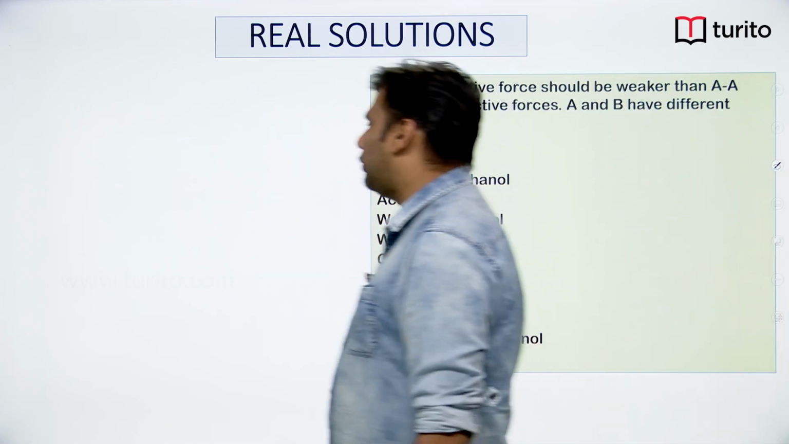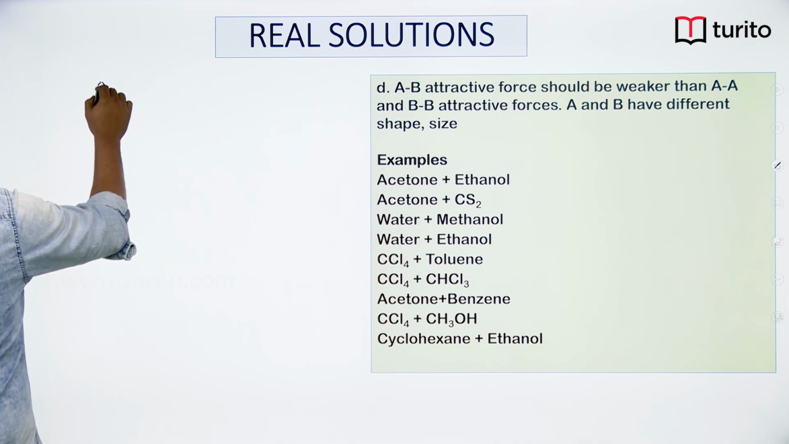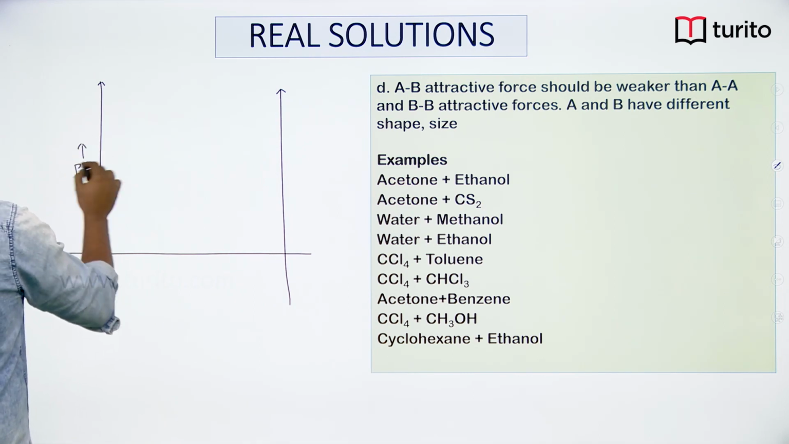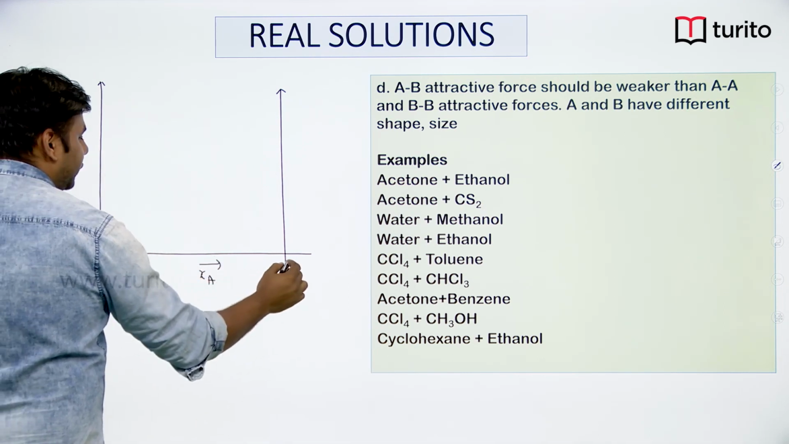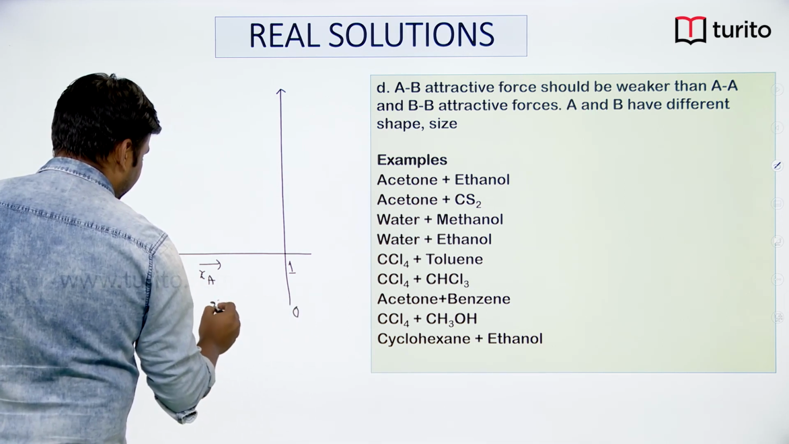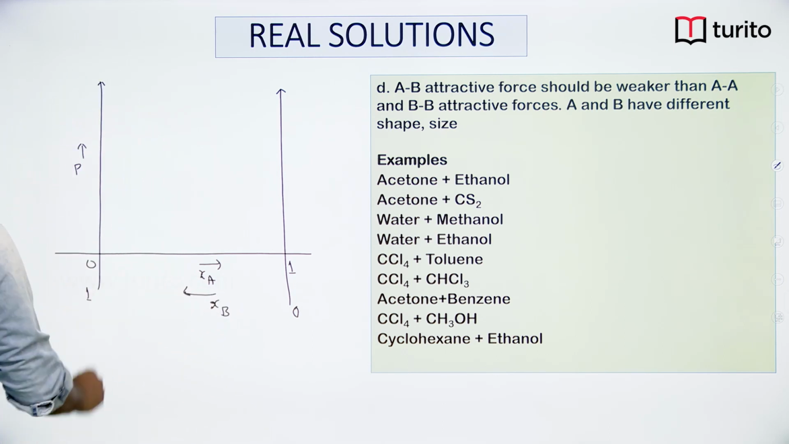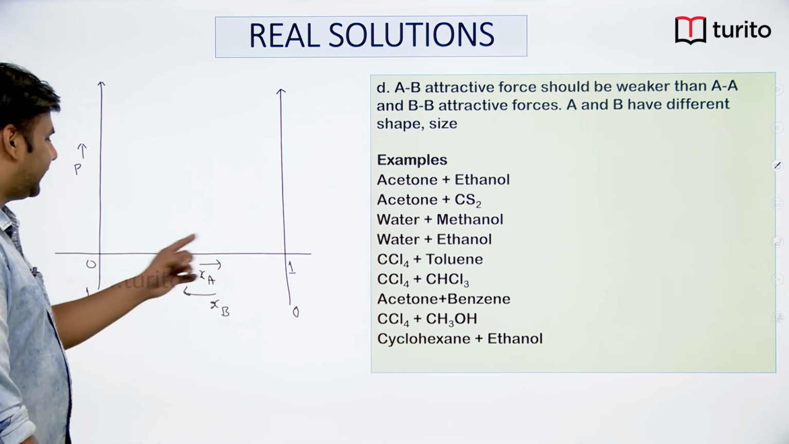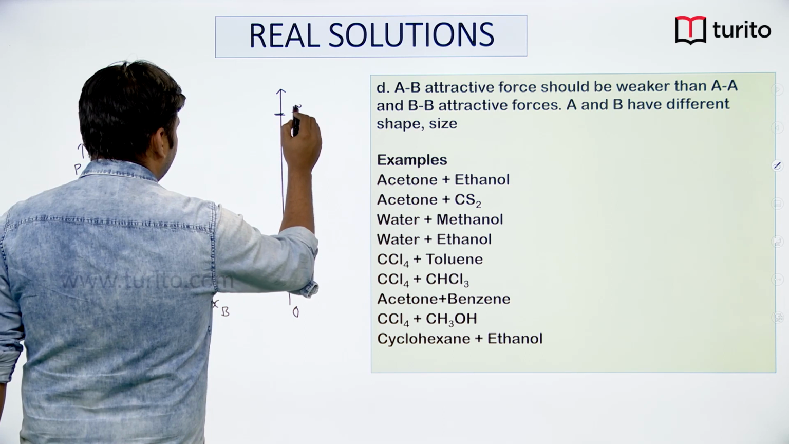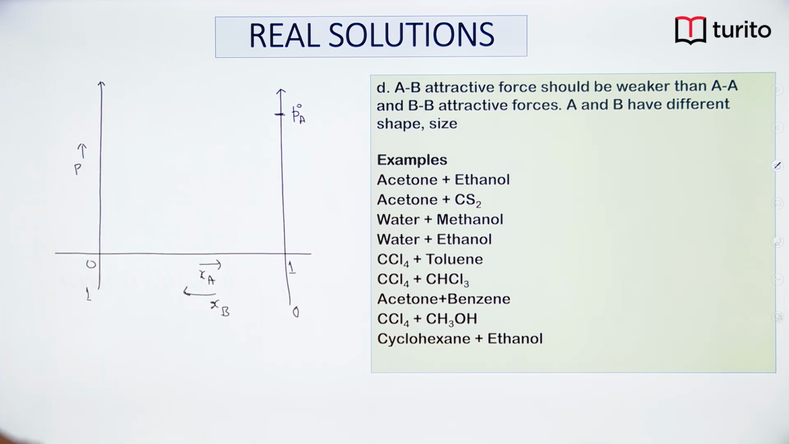Now if you look at the graph of a positive deviation solution, if we want to plot the pressure versus mole fraction graph, XA is 1 over here and XA is 0 over here, so XB would be 0 over here and XA would be 1 over here. Again we have assumed that A is more volatile, so when XA is 1 we have only one component, and the pressure corresponding to it would be P naught A, because it is a pure component. And at this point XB is 1 and XA is 0, so we have only component B, which is P naught B.